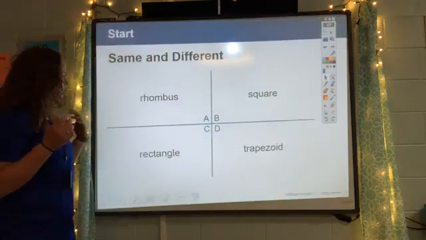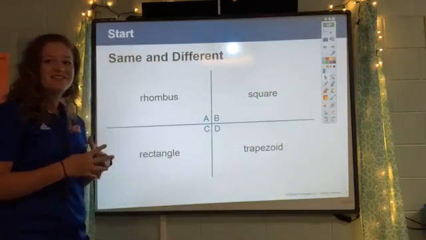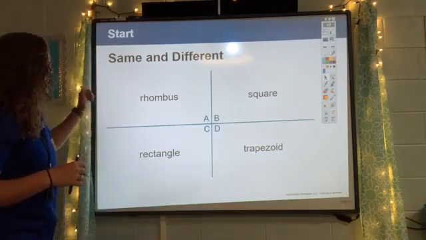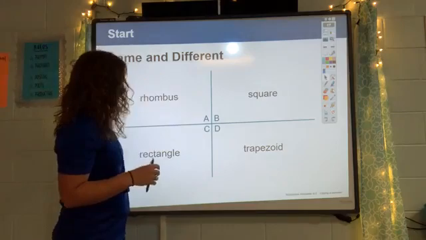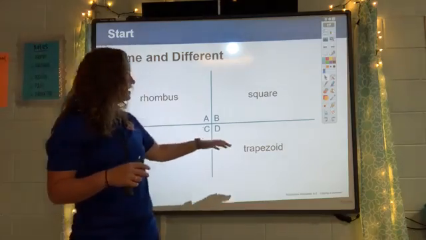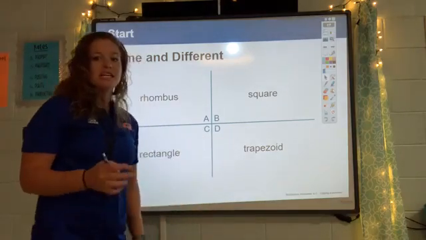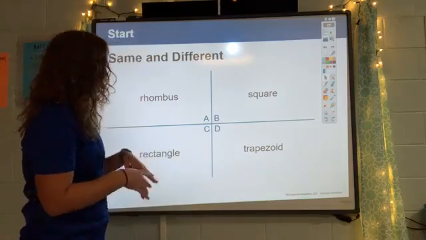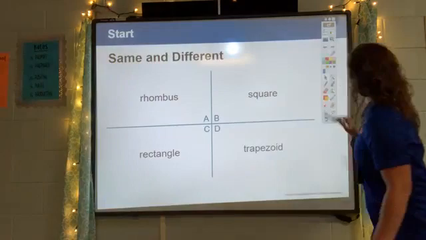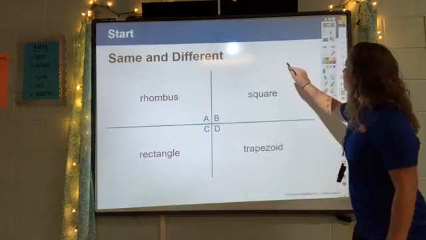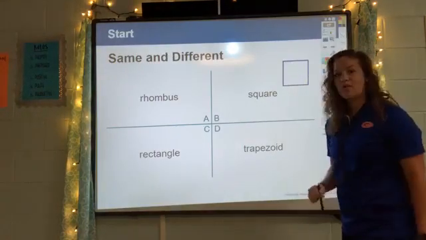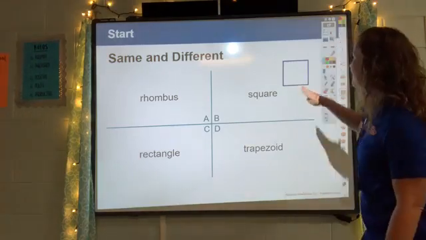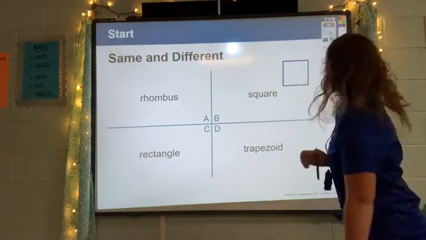So, we're going to start with some different shapes, okay? So we have same and different. We have a rhombus, a square, a rectangle, and a trapezoid. Now, let's just go over how these shapes look. If I have a square, we know that a square has 4 equal sides, okay? And they all have 90-degree angles.